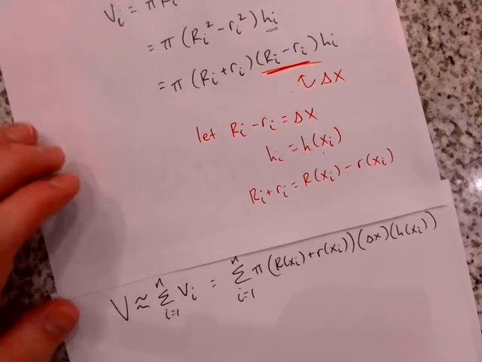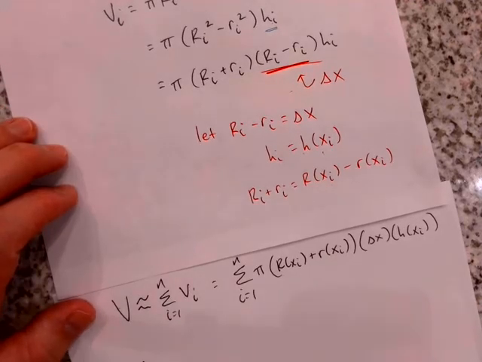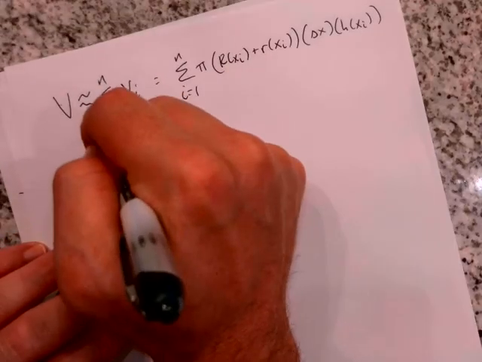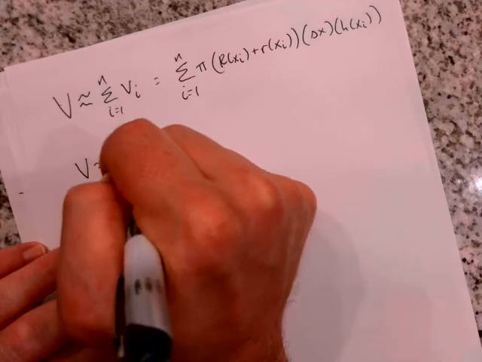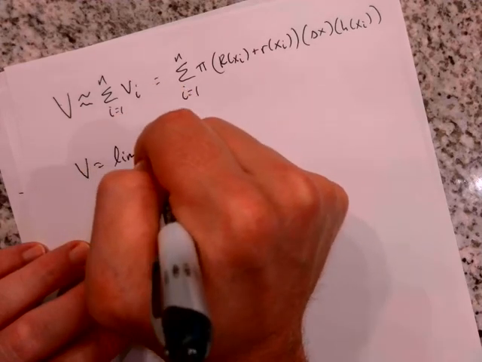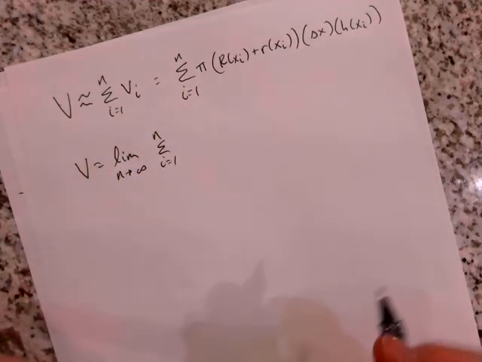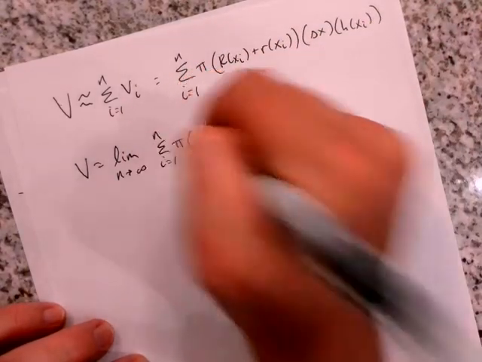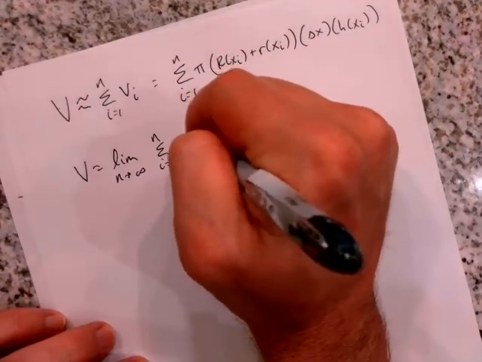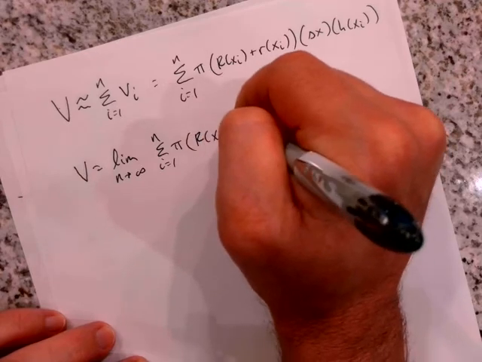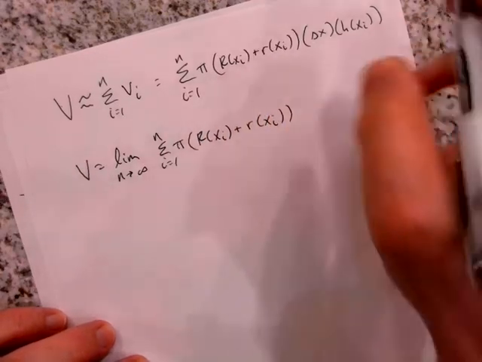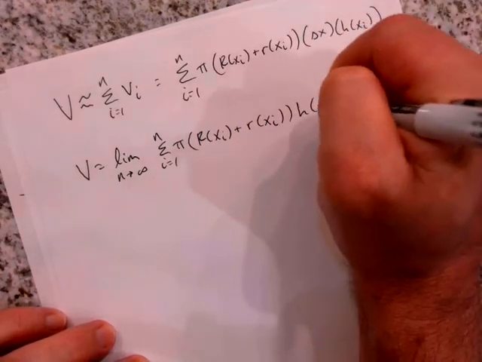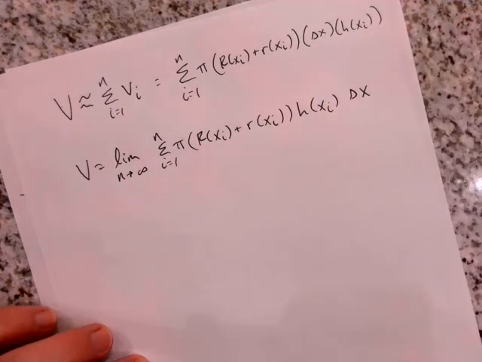And now we can take the limit as n goes to infinity. So the exact volume would be the limit as n goes to infinity of this sum. I'll put the pi right there still. I'll put the big R of x sub i plus the small r of x sub i. I'm going to move delta x to the back. That's usually where it's written.